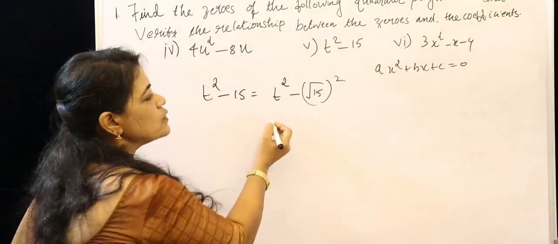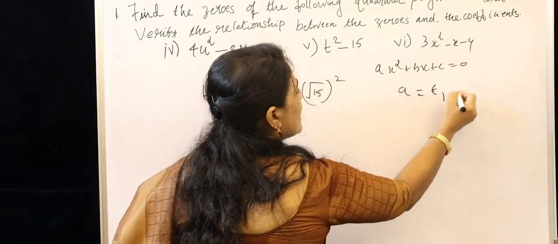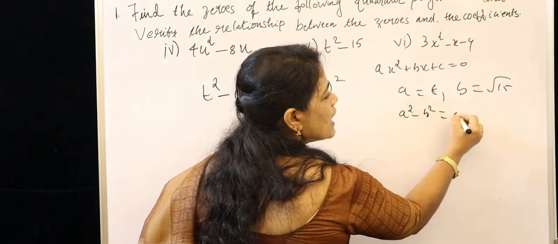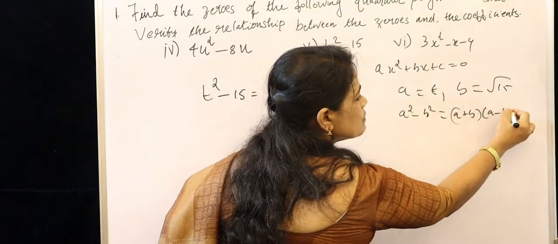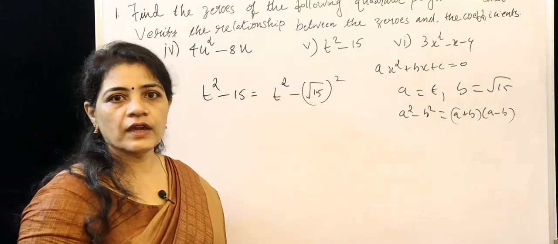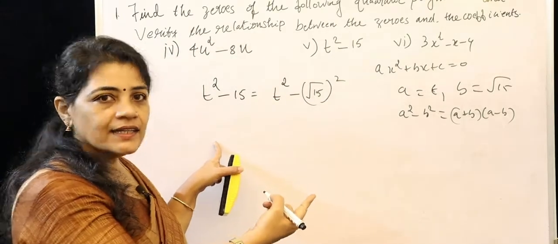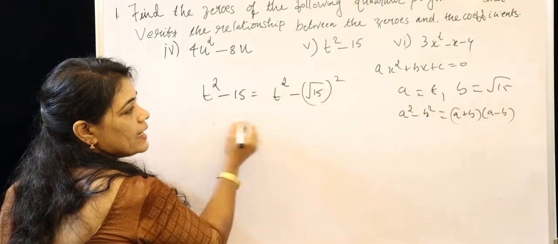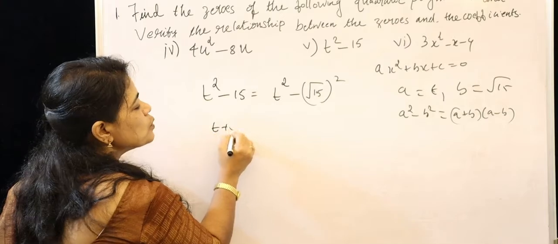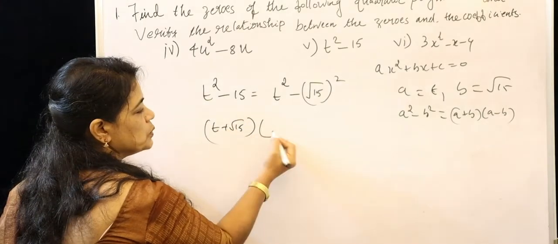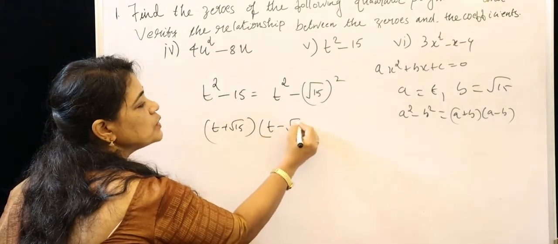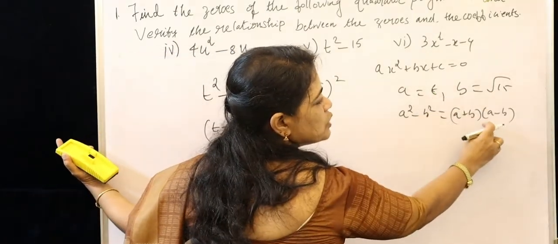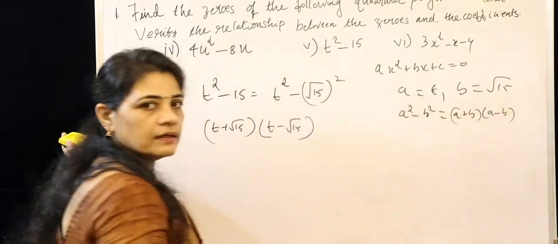So children, here in place of a is t and b is root 15. So a square minus b square is a plus b into a minus b. So we can apply that identity in order to get the factors of this. That means t plus root 15 into t minus root 15, that is a plus b into a minus b.